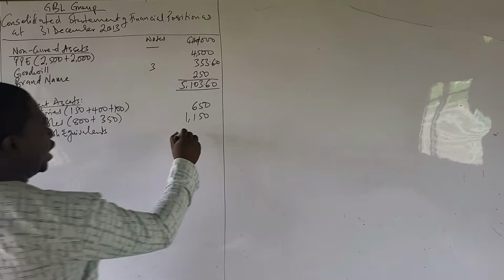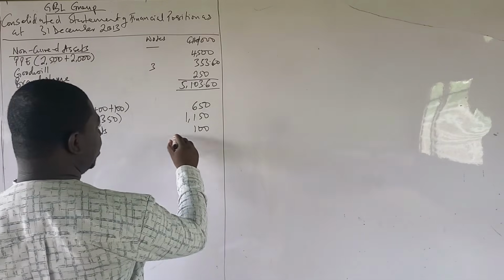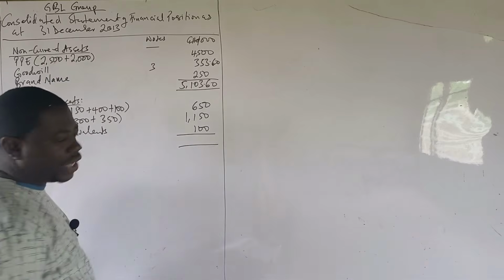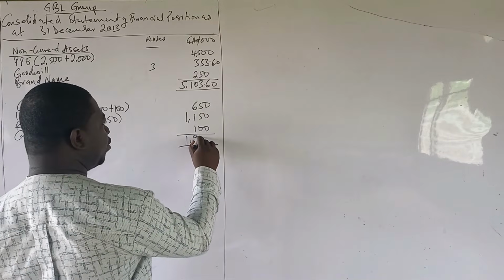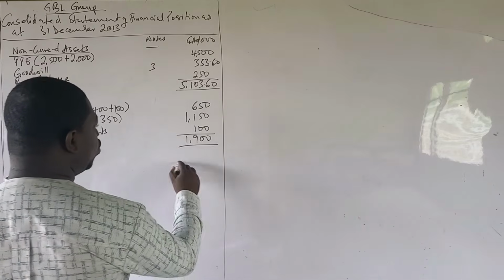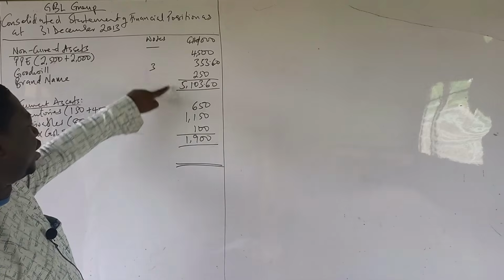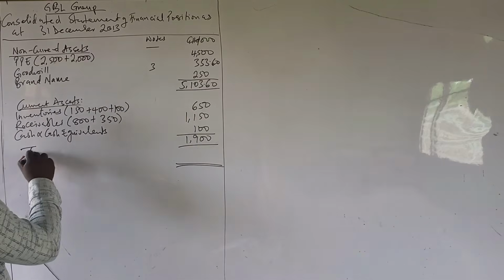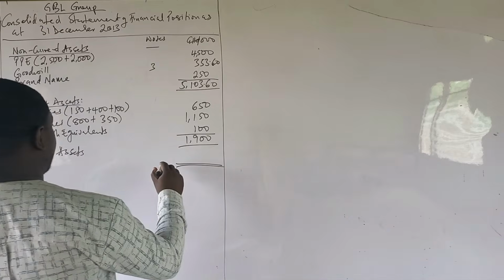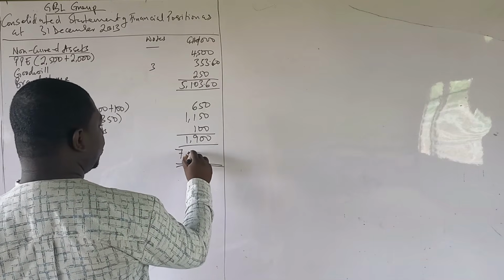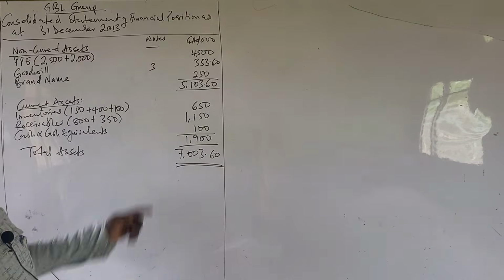And then the cash and cash equivalent is just 100 for the parent, nothing for the subsidiary. So that gives us a total non-current asset of 1,900. Okay, and so we add the two, current assets and then the non-current asset, gives us our total assets. So total assets becomes 7,003.60. So that is it for the total assets.